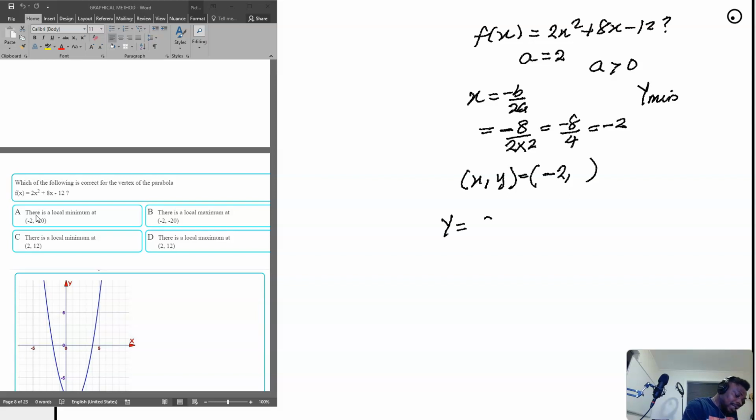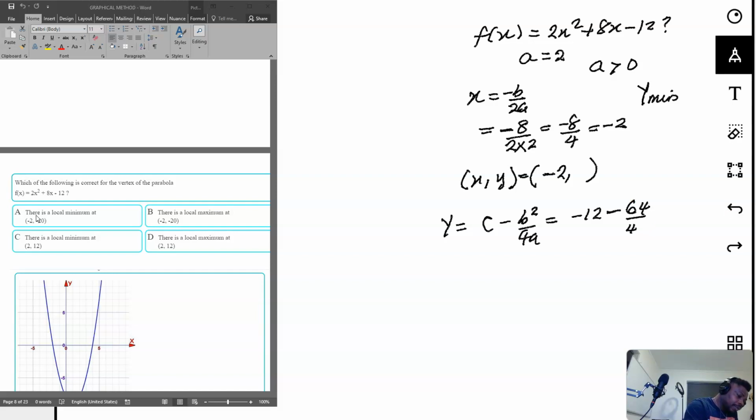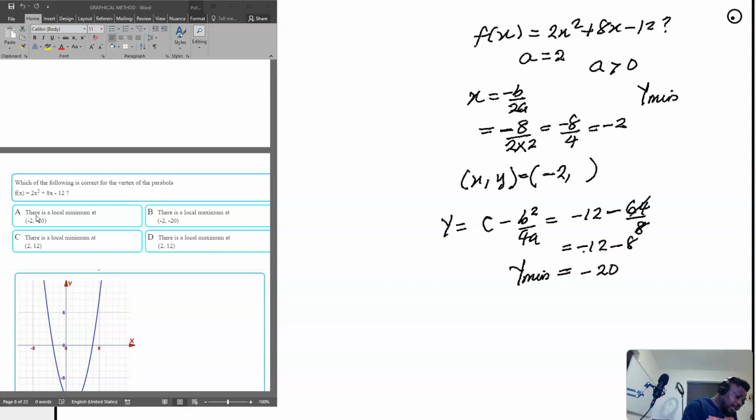So y is c minus b squared over 4a. So what is our c? That is minus 12. What is our b? 8. 8 squared is 64. 4 times 8. 4 times 2, that is 8. Okay, so this is 8 here. So this is minus 12 minus 8 here, that is 8. So minus 12 minus 8, that is minus 20. So y minimum is minus 20. So this is minus 20. So you can see our answer is A.